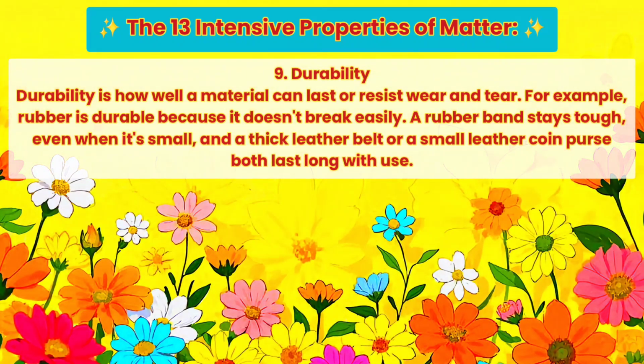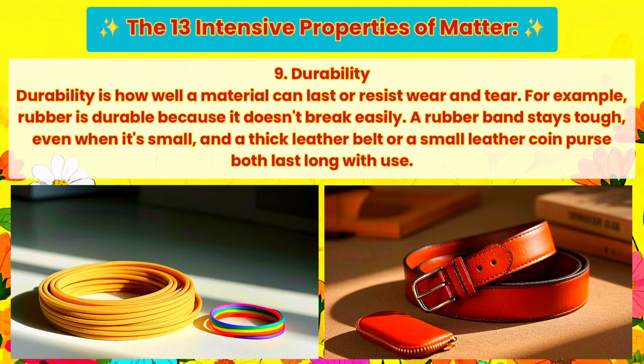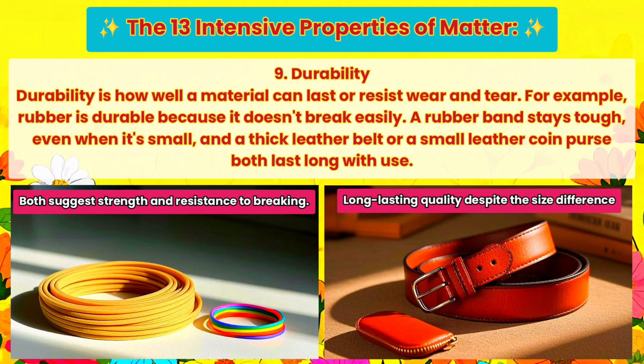Number 9, durability. Durability is how well a material can last or resist wear and tear. For example, rubber is durable because it doesn't break easily. A rubber band stays tough even when it's small. And a thick leather belt or a small leather coin purse both last long with use.